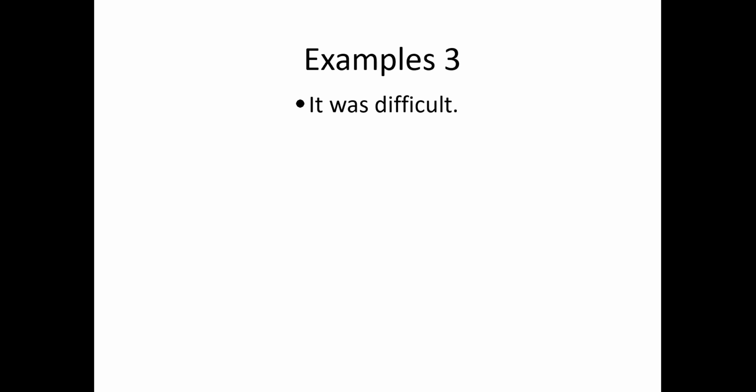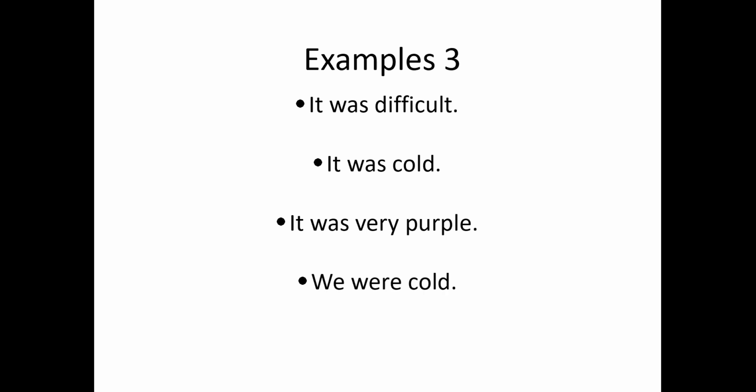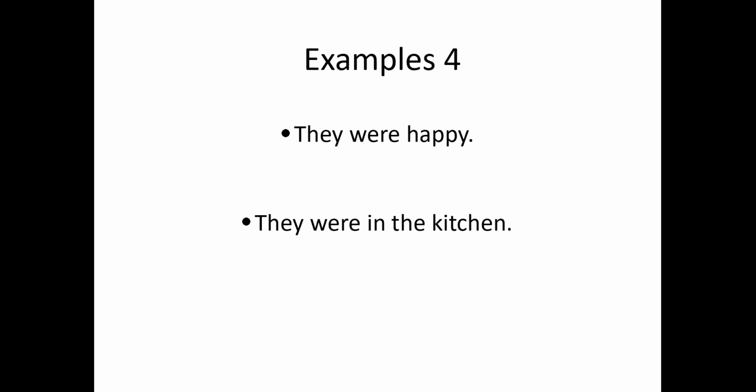Examples 3. It was difficult. It was cold. It was very purple. We were cold. We were at home. We were eating. Examples 4. They were happy. They were in the kitchen. They were blue.